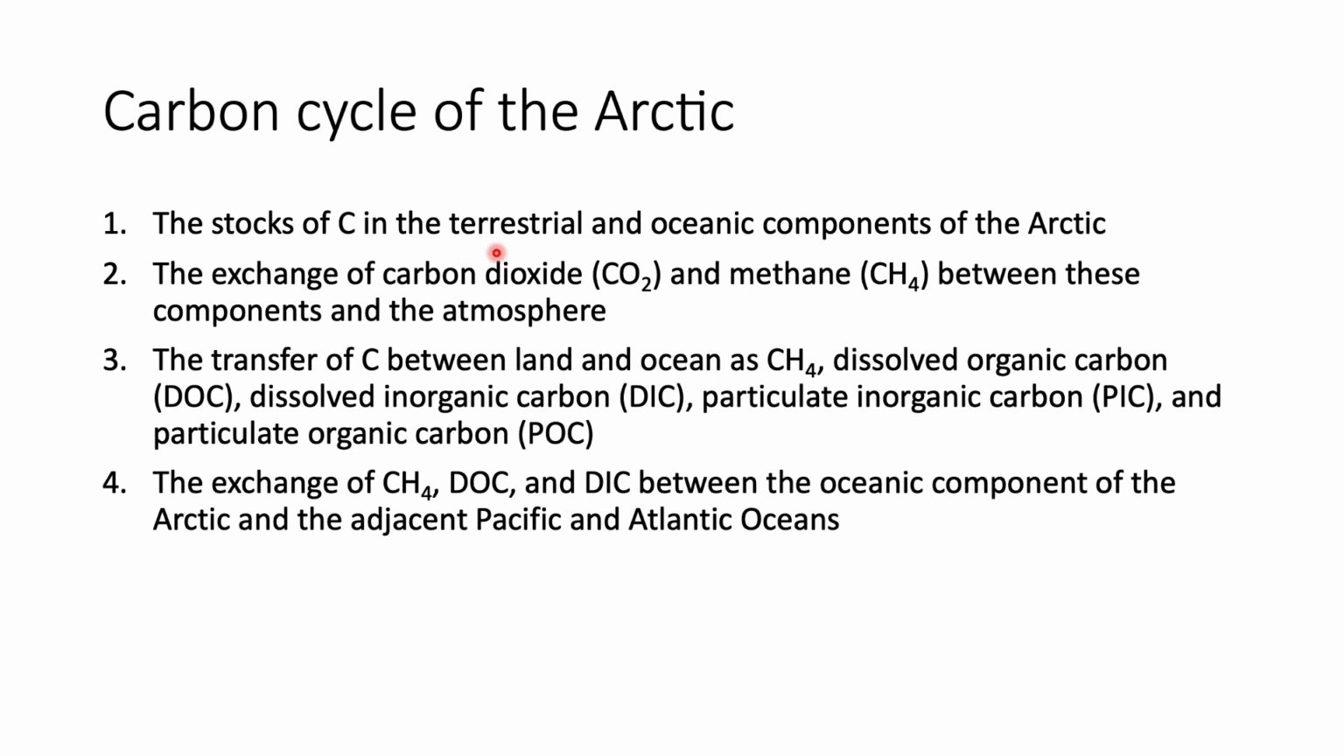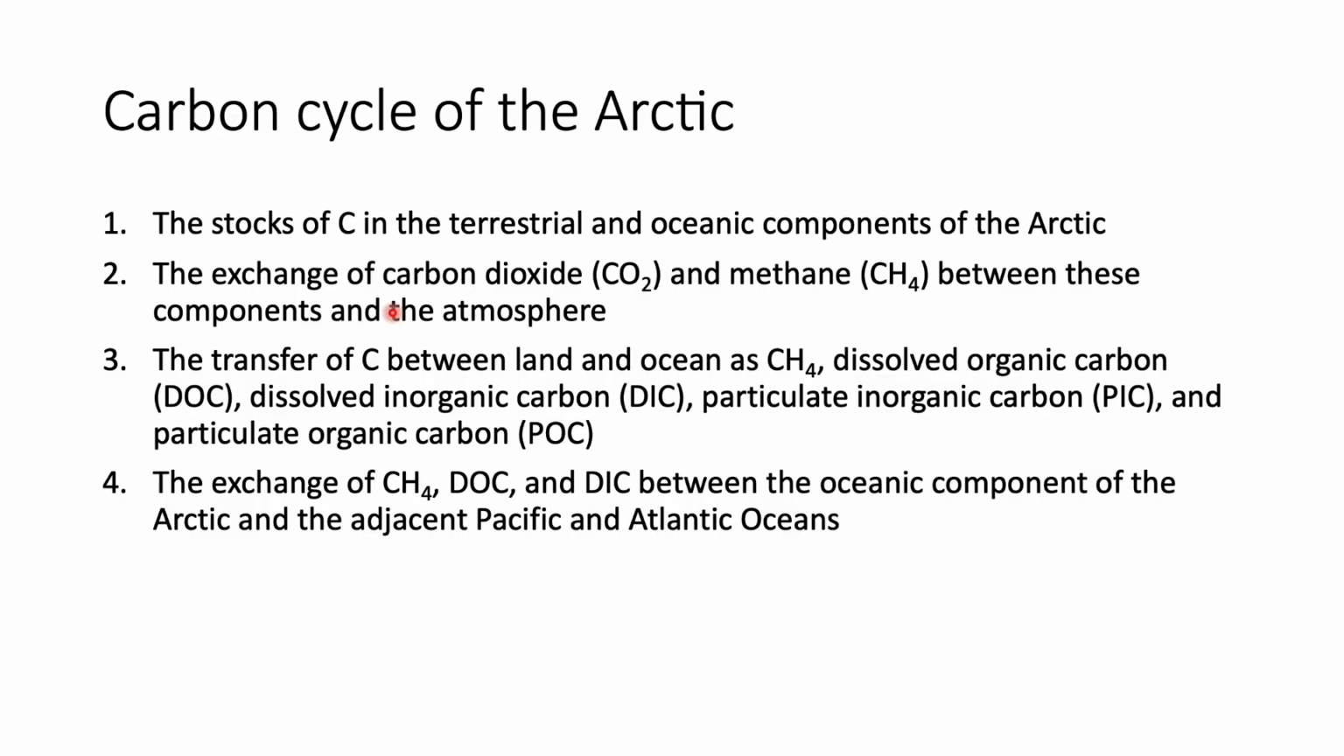Let us look at the carbon cycle of the Arctic. See the stocks of carbon in the terrestrial and oceanic components of the Arctic. The exchange of carbon dioxide and methane between these components and the atmosphere. The transfer of carbon between land and ocean as methane, dissolved organic carbon, dissolved inorganic carbon, particulate inorganic carbon and particulate organic carbon. The exchange of methane, DOC and DIC between the oceanic component of the Arctic and the adjacent Pacific and Atlantic Ocean. So these are all the various ways by which carbon is moving in the Arctic region. We will be looking at all these things now.